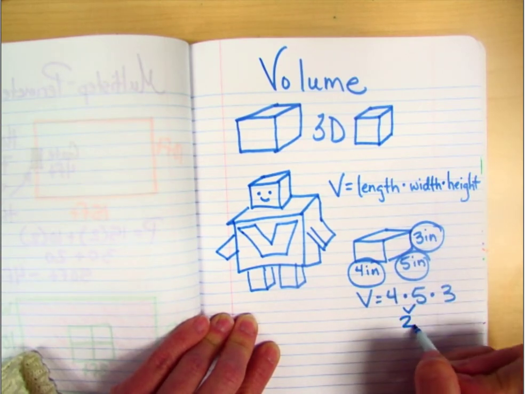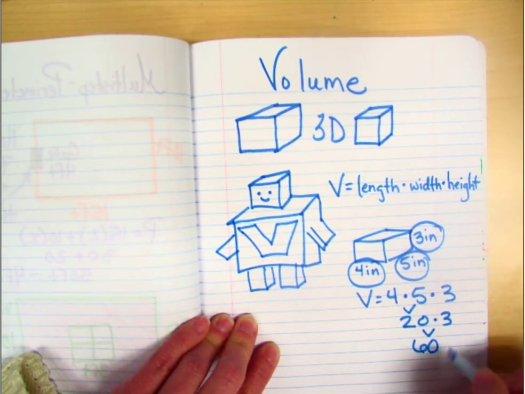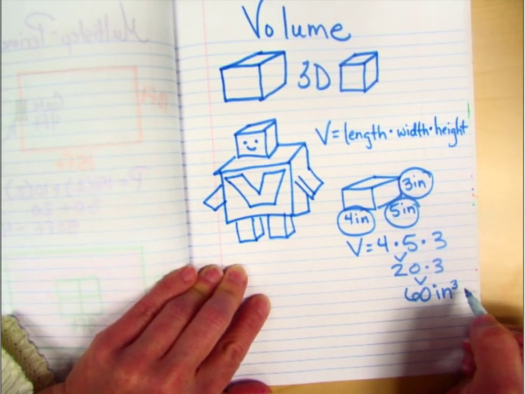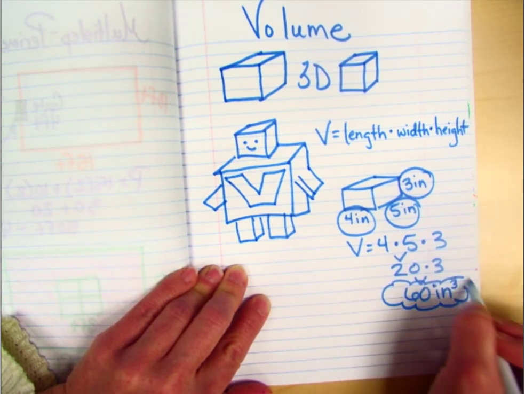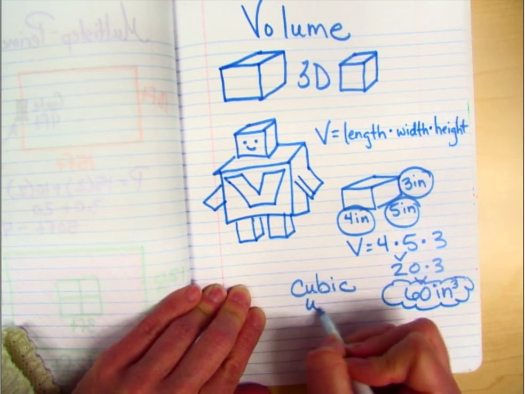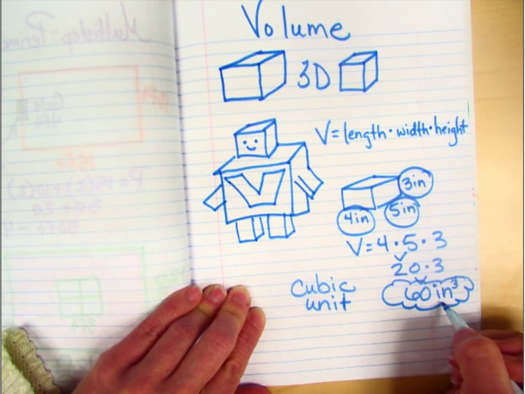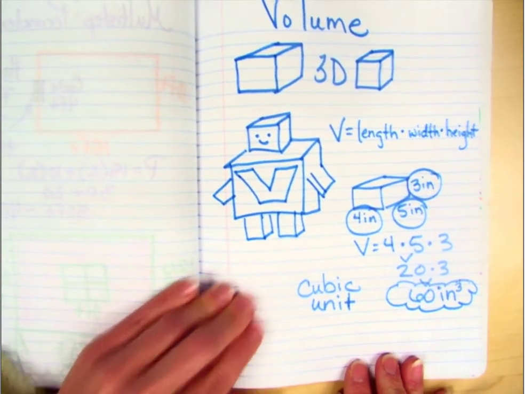4 times 5 is 20. 20 times 3 is 60. And your answers are going to be in cubic units. So you're going to have this little baby 3 up here at the top. So when you're doing volume, you're doing cubic units. And you're looking at how many cubic inches will fit inside this box.